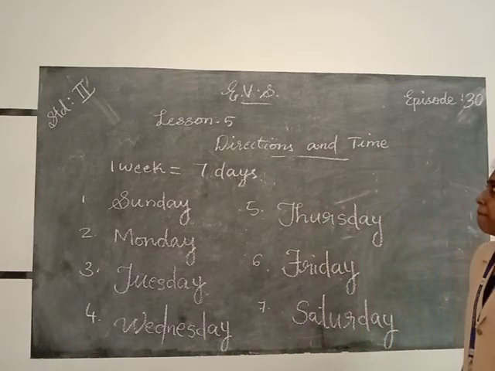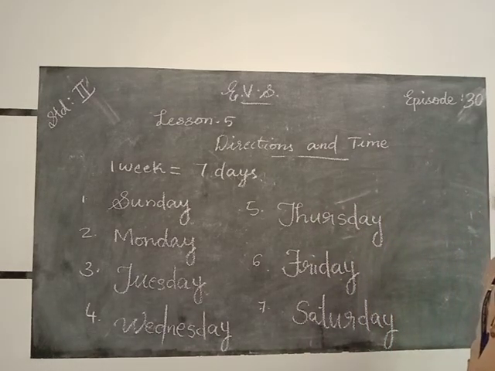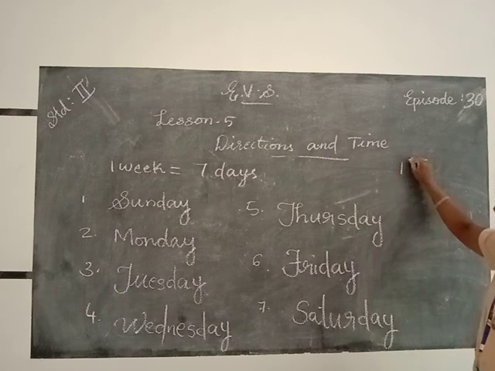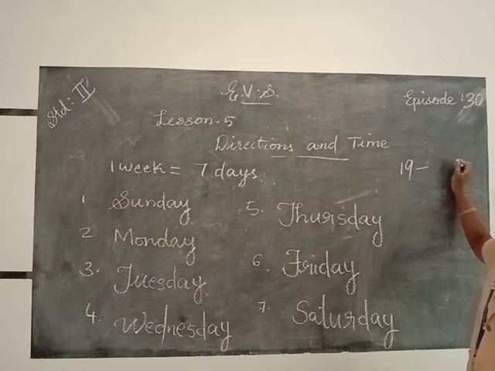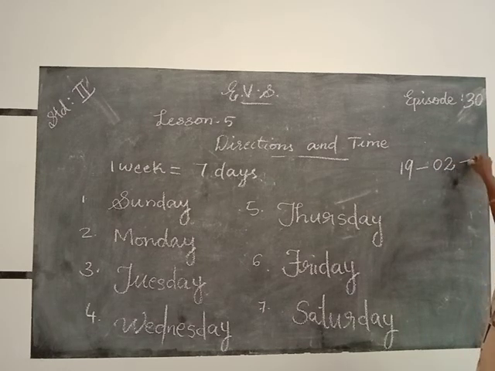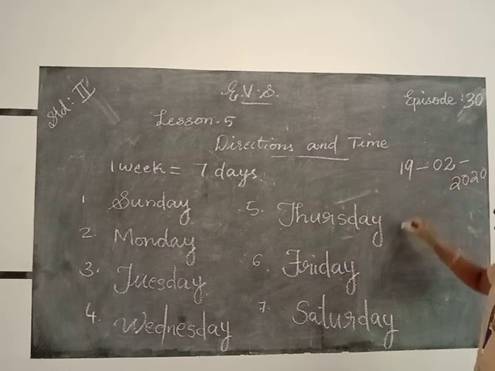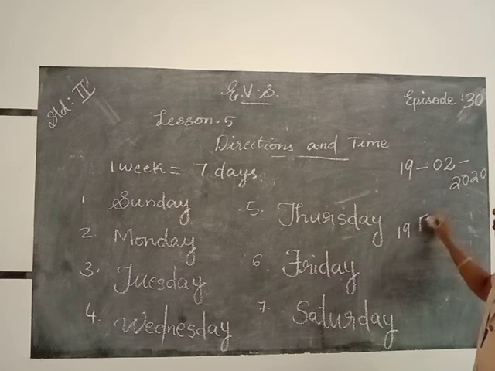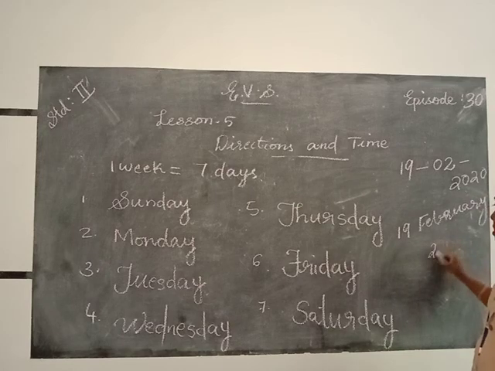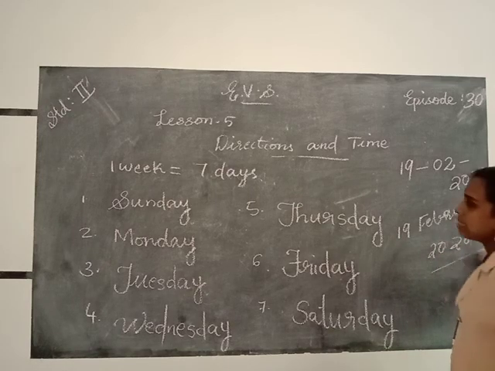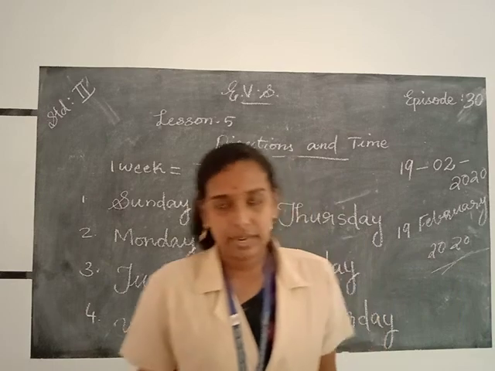If you want to write today's date, first we write the day of the month. It's 19, and write the month, and it's February, so second month. Then year 2020. Okay, so 19 February 2020. In this order, we can write the date.